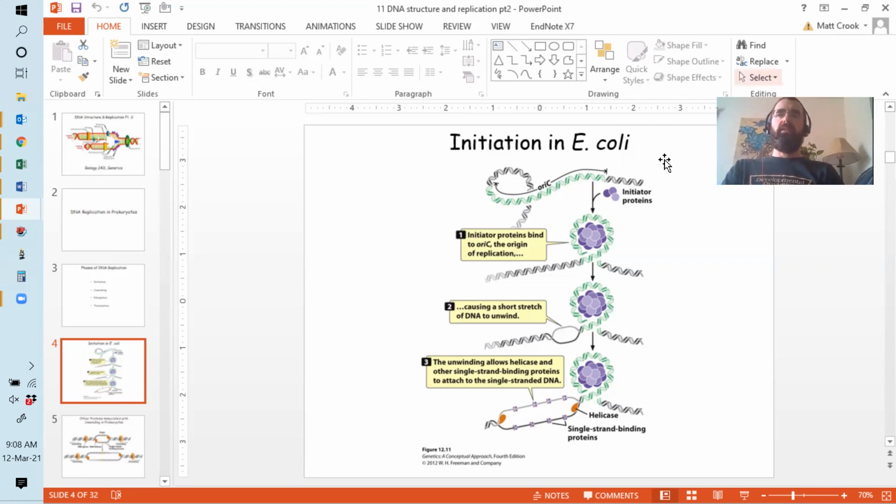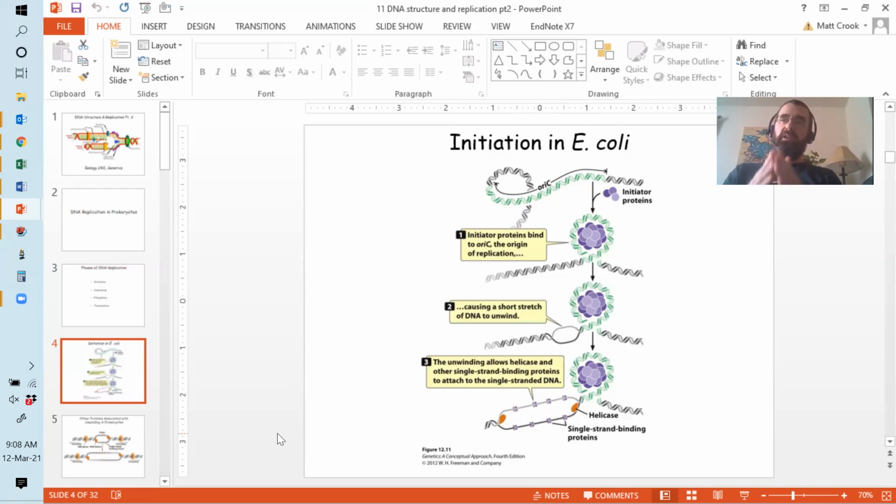They don't actually play any other role in DNA replication than that. It's really just to stop the DNA from sticking back together. And then we have, for each replication fork, so this is presumably bidirectional replication because we have two copies of this, a protein called helicase.